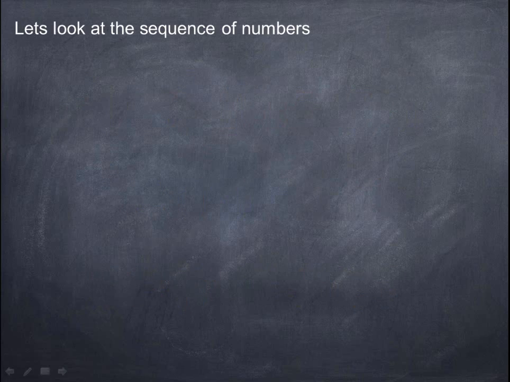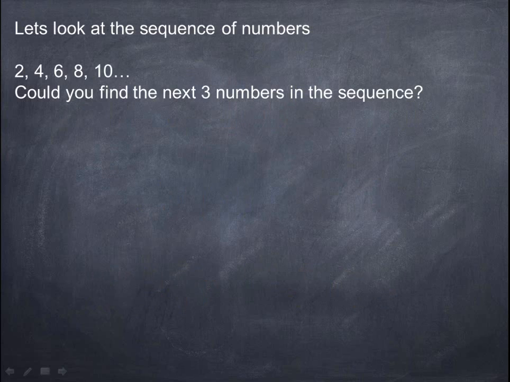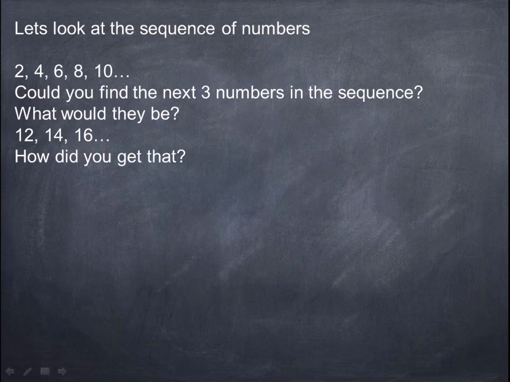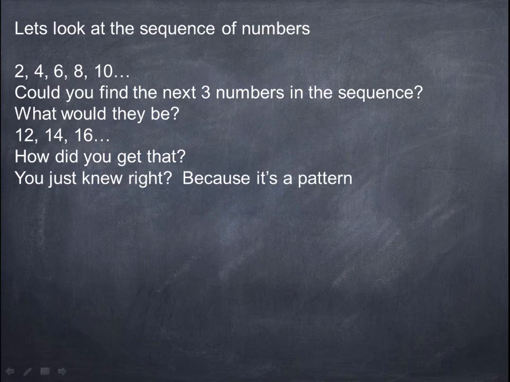Let's look at this sequence of numbers: 2, 4, 6, 8, and 10. Could you find the next three numbers in this sequence? What would they be? Excellent. 12, 14, and 16. How'd you get that? You just knew it, right? Because it's a pattern. Well, what was the pattern? Excellent. Plus 2.